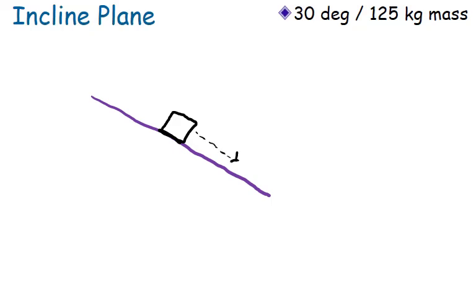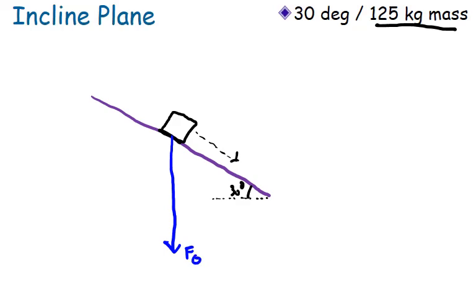And what we have here, we'll say that the angle down here is 30 degrees for the incline, and we have the mass up here, which we don't need yet. We're just going to look at the forces involved first. So the first thing that we're going to do is draw the forces. So we know we have the force of gravity acting straight down toward the center of the Earth, so we can draw that one.